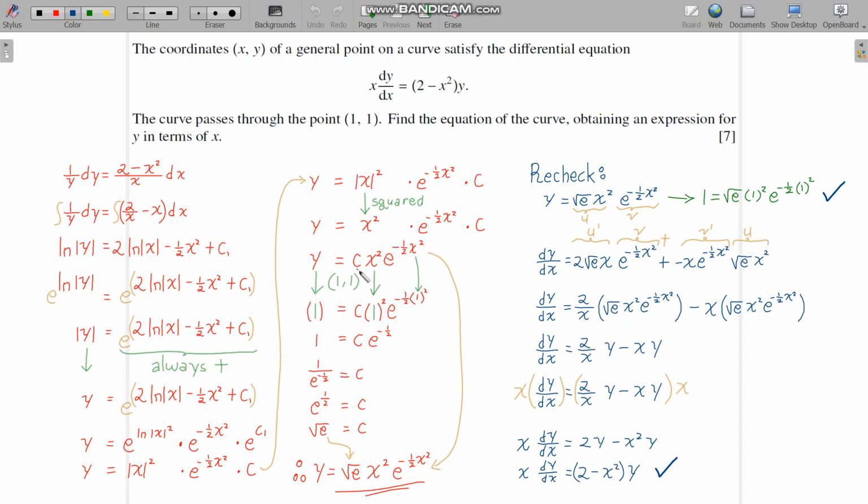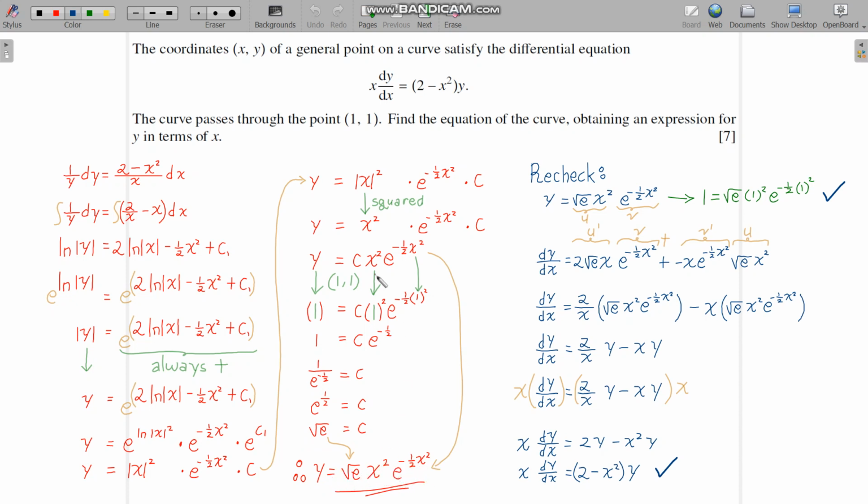Plug in 1, 1, when x is 1, y is 1. We can find the value of c. This is the value of c in the simplest form. Therefore the equation is y equals this in terms of x.